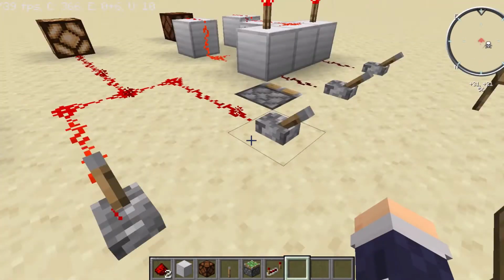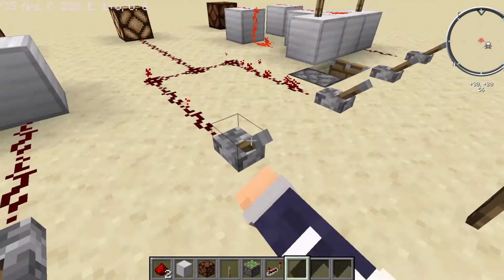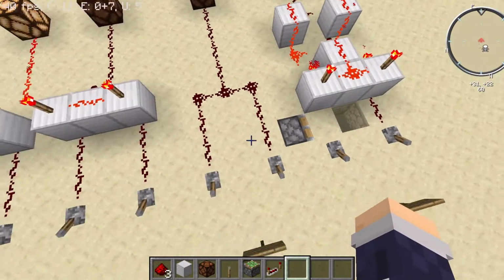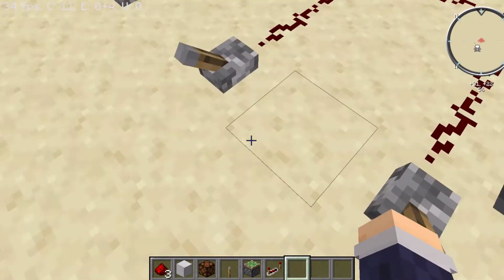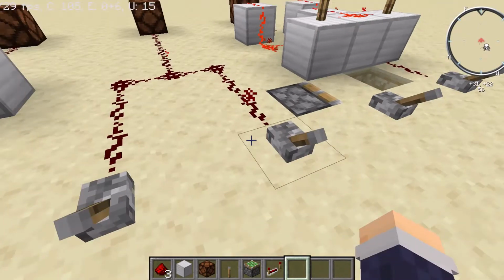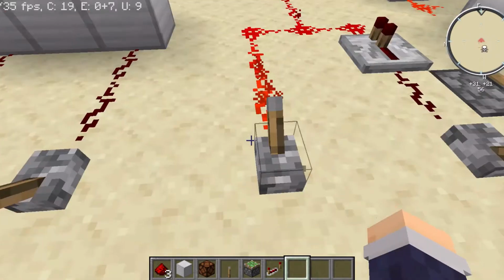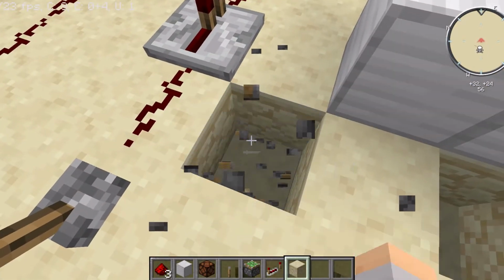But yeah, now it doesn't do anything. But you see, it will extend the piston, although you don't want it to. You don't only want it to extend when this line is on. But even if this one is off, and this one is on, it will still extend. But if you put a repeater here, so it's one way, that won't happen. So that's also important.